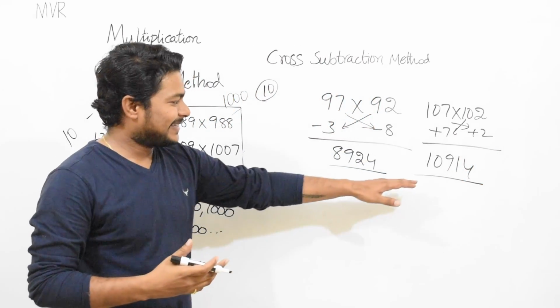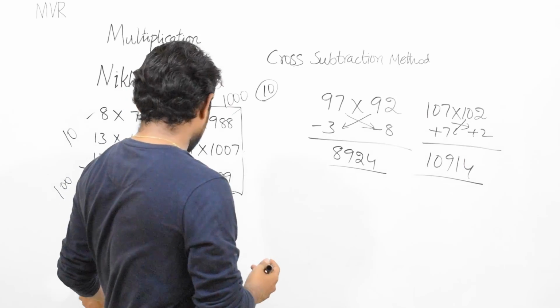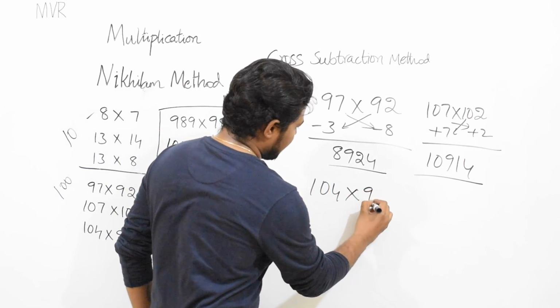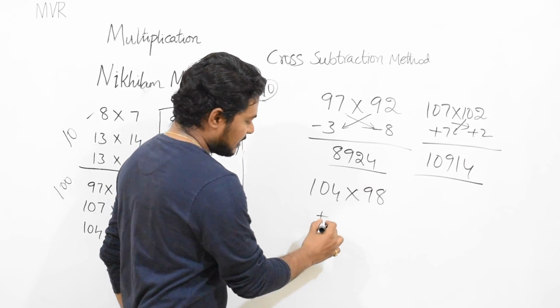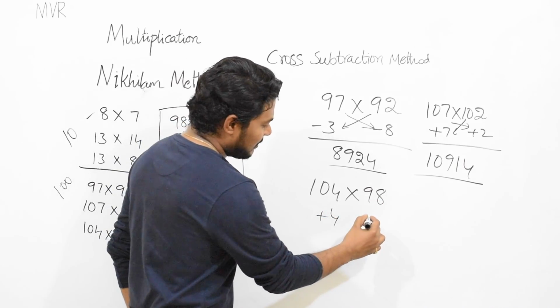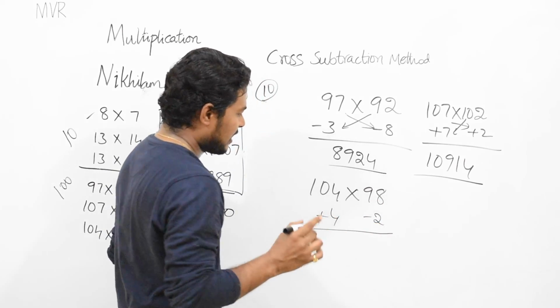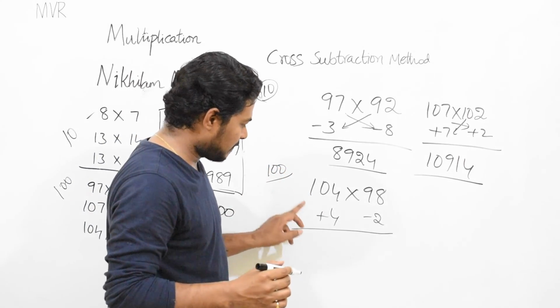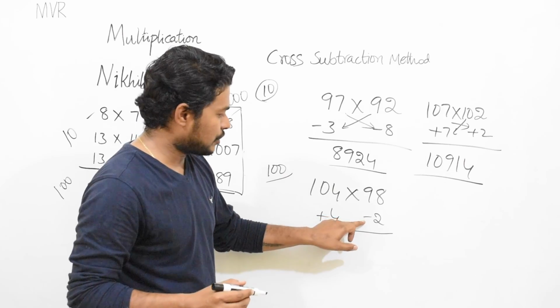We are writing it within no time, right? Okay, I am taking another one: 104 into 98. Here this will be plus 4, this will be minus 2. Everything, remember, I am taking base as 100. 100 plus 4 will be 104, 100 minus 2 will be 98.